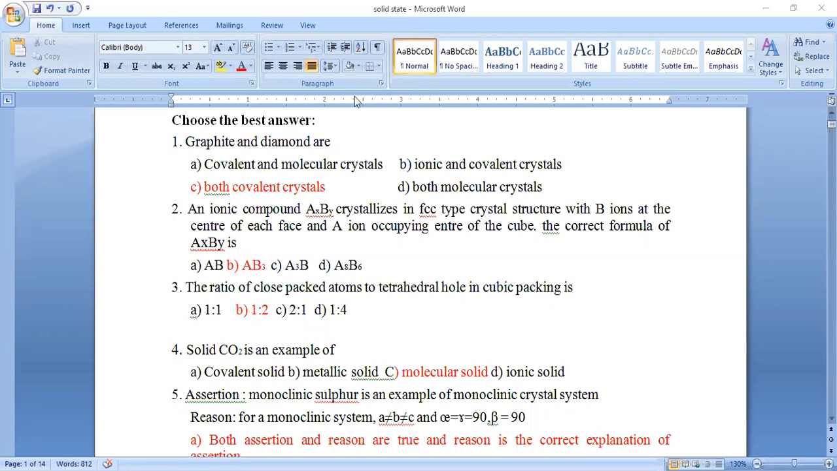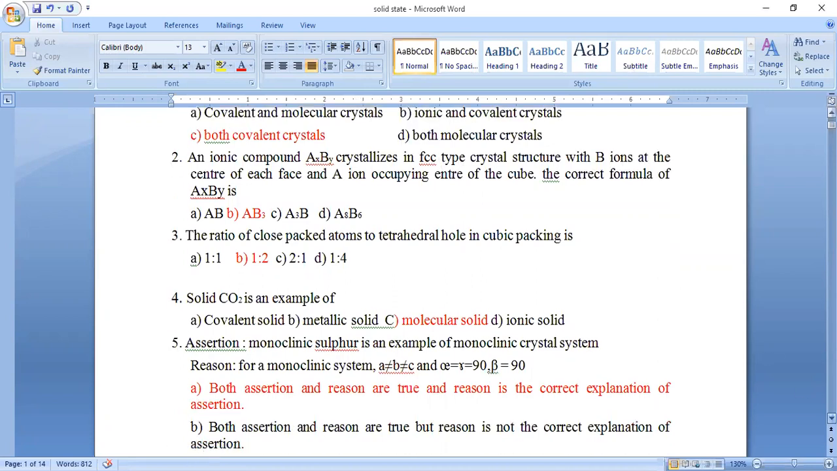So see the first one, graphite and diamond are both covalent crystals. So option C is the correct answer. See the second question, an ionic compound AXBY crystallizes in FCC type crystal structure with B ions at the center of each face and A ion occupying center of the cube. The correct formula of AXBY is option B, AB3.